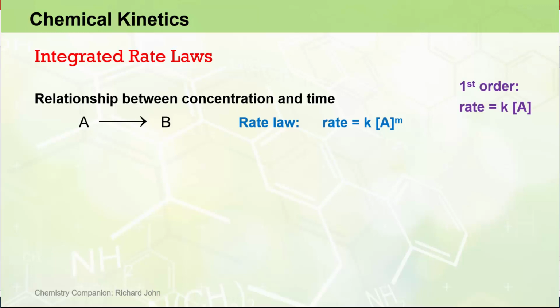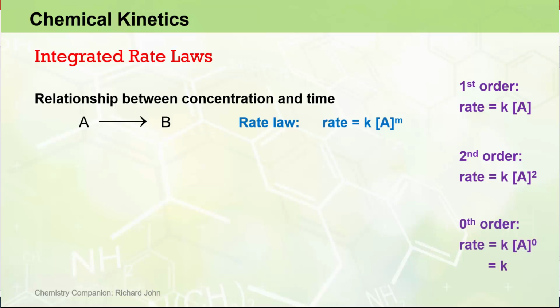If this reaction happens to be a first order reaction, then the value of the exponent m is equal to 1, and the rate law is the rate equals k times the concentration of A. If the reaction happens to be a second order reaction, then the value of the exponent m is equal to 2, and the rate law is rate equals k times the concentration of A squared.